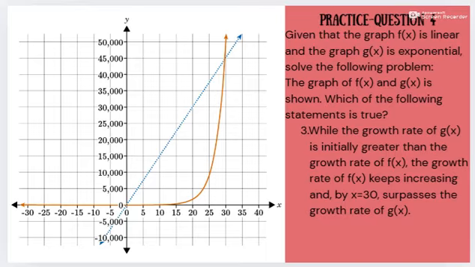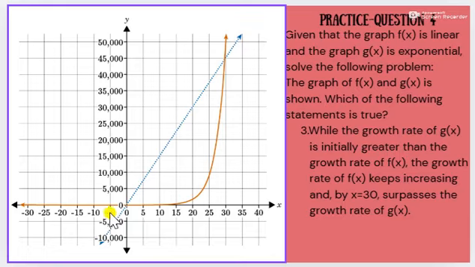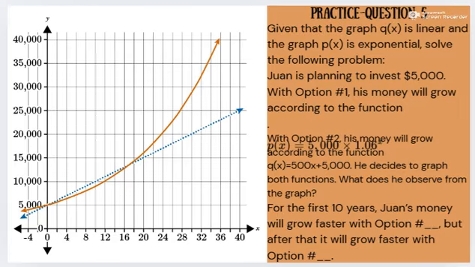While the growth rate of g of x is initially greater than the growth rate of f of x, which is never true, this isn't initially greater, the growth rate of f of x keeps increasing and by x equals 30 surpasses the growth rate of g of x. So it's still what I said.